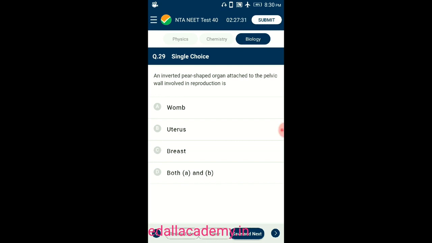In menstruating females, the ovaries release eggs that travel via the fallopian tubes to the uterus. If fertilized, the egg binds itself to the walls of the uterus and the fetus develops. So the answer for this question is both A and B, womb and uterus. The inverted pear-shaped organ attached to the pelvic wall involved in reproduction is both A and B.